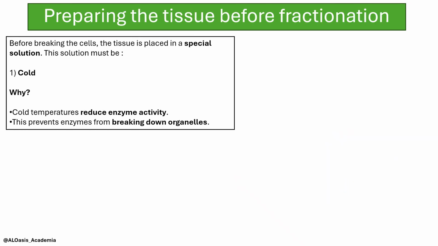Now we get to the process of cell fractionation. Let's say you want to conduct an experiment in which you extract the mitochondria from the cell and do some experiments on them. How do we extract the mitochondria from the tissue we have? Now we will go through the preparation of tissues before cell fractionation, which means preparing the tissue before we break open the cell and extract the organelles, specifically the mitochondria that we are interested in.